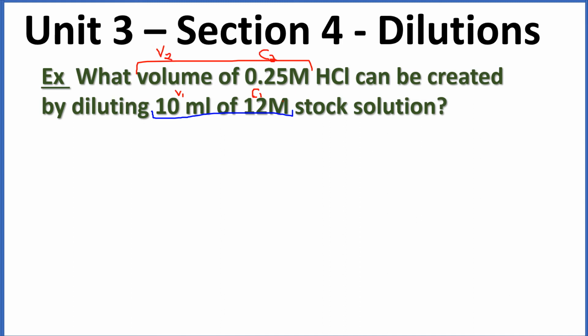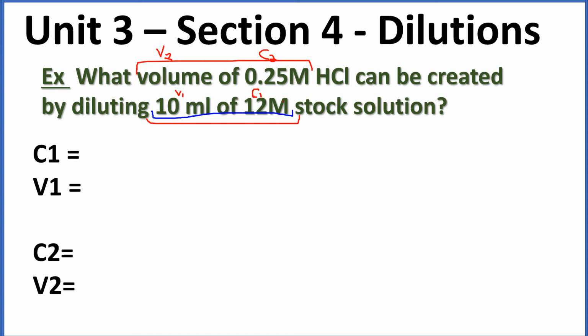When it comes to using the formula, it really doesn't matter if we call these two things C2 and V2 and flip it around. It's all going to work the same. Anyway, once you have identified your variables, I like to organize them and rewrite things. So our C1 is 12 molar, and our V1 is 10 mL. Now, I have not converted this to liters. It's fine as long as we're going to be consistent in our questions. So our answer in the end is going to come out in terms of milliliters.